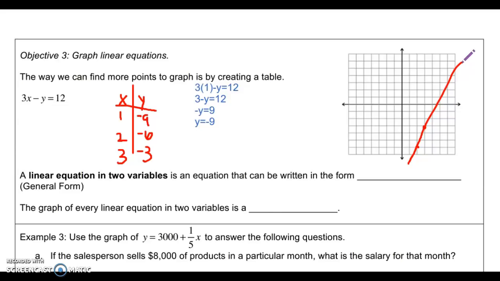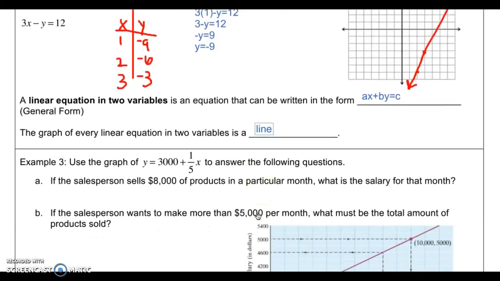Okay? And remember, a line goes off to infinity in both directions. It doesn't stop moving in either direction. Otherwise, it would be a line segment or a ray. And a linear equation in 2 variables can be written in the form ax plus by equals c, and this is what we call general form. And when we have a general form such as this, it forms a line. So a linear equation forms a line.